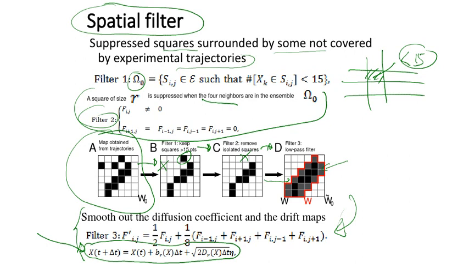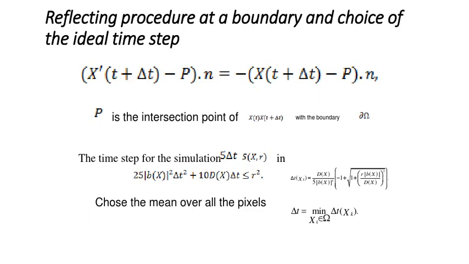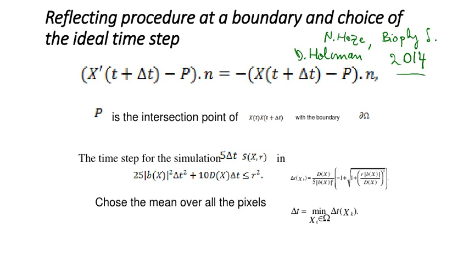So each component is piecewise constant. In each of these squares, we have the drift B and the diffusion tensor. So again, this has been summarized in our paper with Nathanael Hoze in Biophysical Journal, published in 2014. So this is Hoze and myself, and this has been published in 2014 Biophysical Journal.